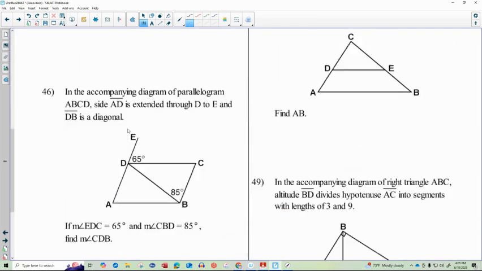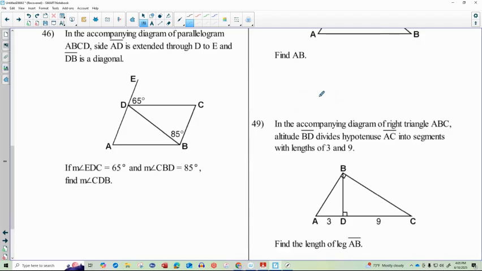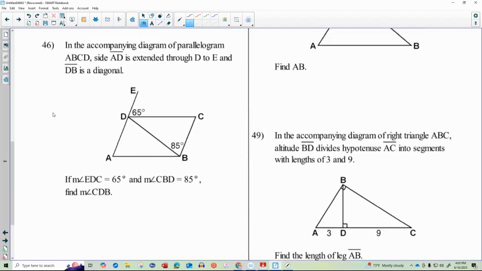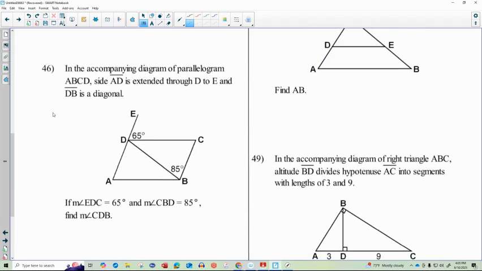All right, let's go back here, and do you want me to do this one? All right, let's see. This one right here. They're giving me a parallelogram with an extended side. They're giving me a whole bunch of stuff here.